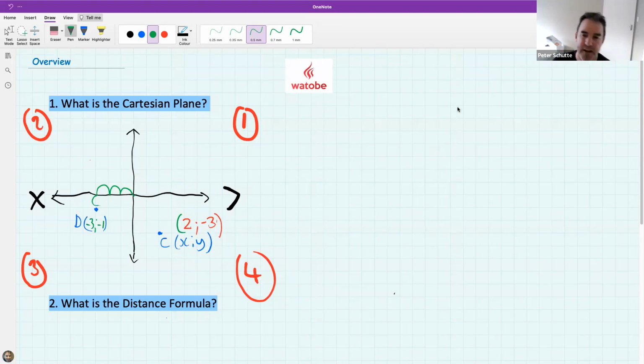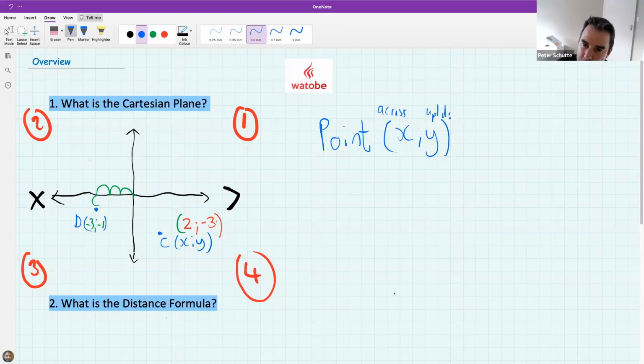That's awesome. Okay, so on our journey into analytical geometry or coordinate geometry, we have to understand what a point is. And a point is always written in the form X, Y, where the X is how much you go along the X-axis and the Y is how much you go along the Y-axis. The X is across and the Y is up or down. Okay, now that's the first part.